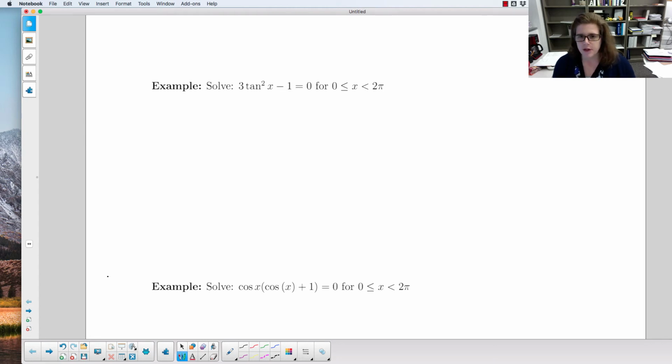Hey everyone, we're going to finish up this morning doing some solving of trig equations. So this should warm you up and get you ready to work on the sheet for lab today. And your lab leaders are more than willing to answer any questions that you have.